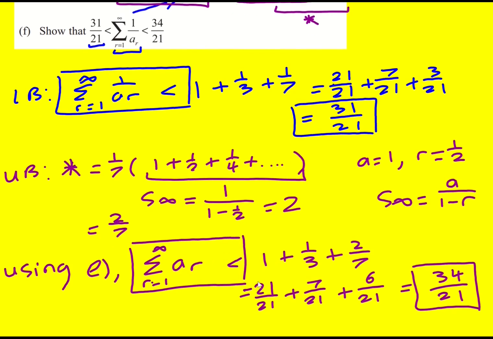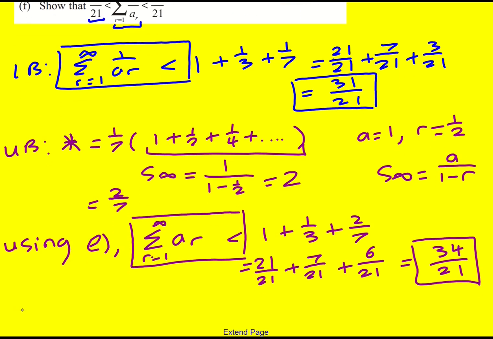So that was why that part E was so useful. And the result then follows. I could write it out as a single inequality. Do you know what? I think I will.